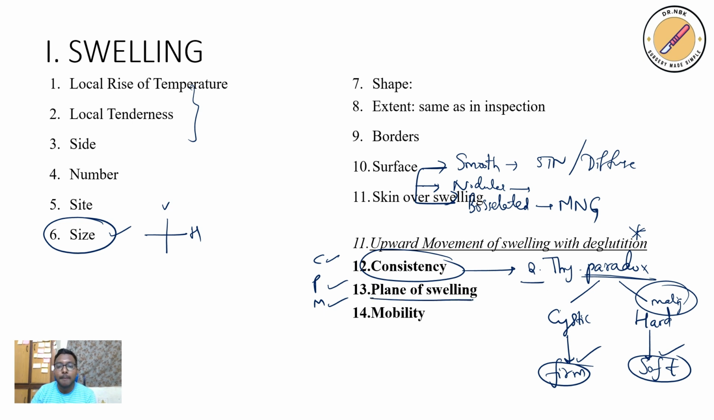Now coming to the plane of the swelling, I'll explain that in the next slide. So next one is mobility, right? Please understand, whenever you are talking about the plane of the swelling, if it is a malignancy, the first one is classical skin pinchability. You need to pinch the skin over the swelling and see whether it is possible or not. Skin pinchability.